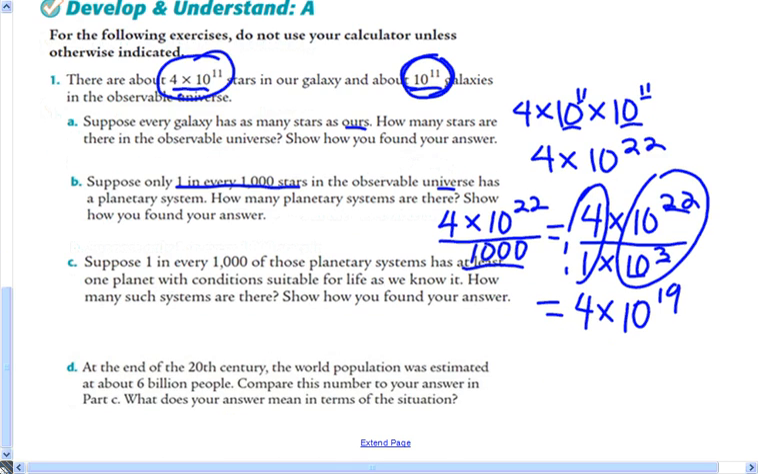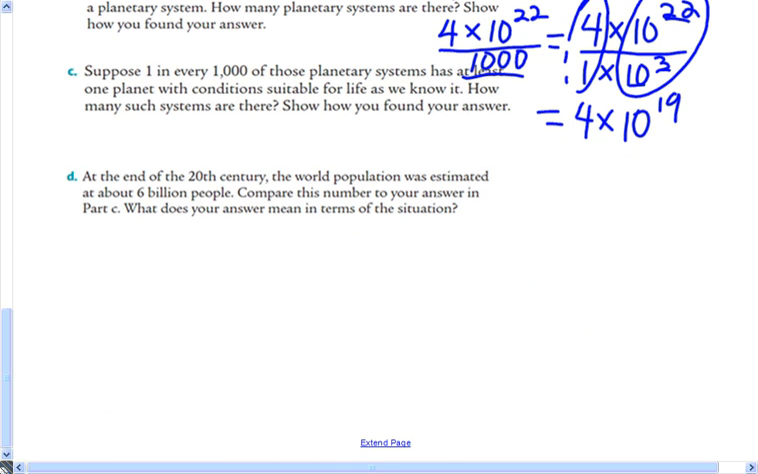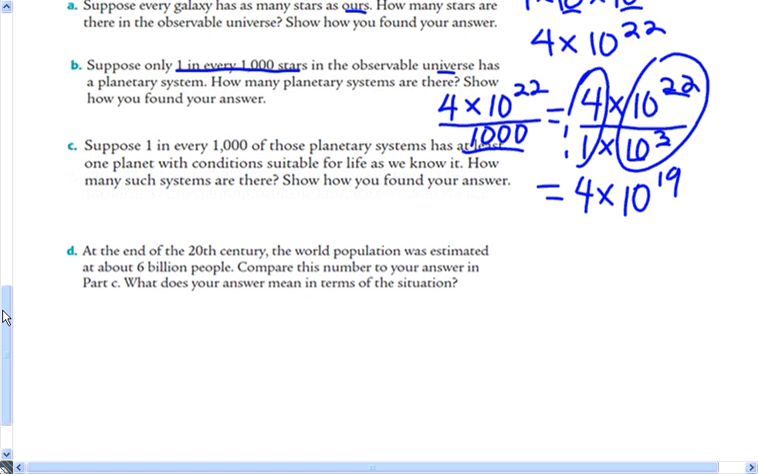All right? And then at the end of it, part C says, suppose 1 in every 1,000 of those planets has at least one planet with conditions suitable for life, as we know it. In other words, a planet like planet Earth. How many such systems are there? So now, again, we need to take our last answer, which is the number of planetary systems, and divide it by 1,000, just assuming that about 1 in every 1,000 has a planet like ours that's suitable for life. So we're going to divide that by 1,000 again.